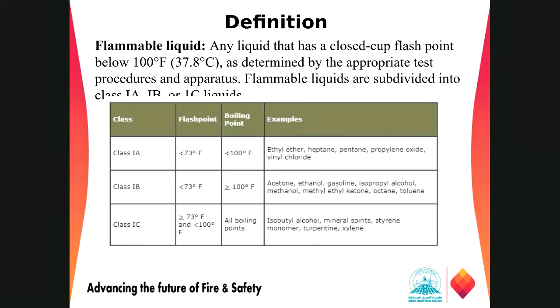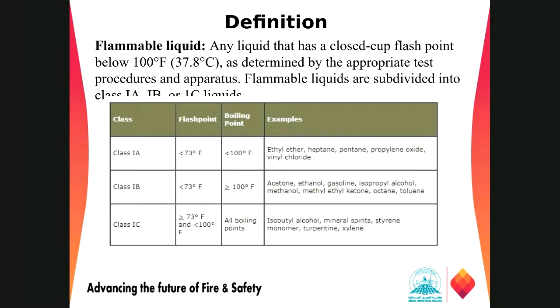Now we have a flammable liquid, right? We have to distinguish liquids into flammable liquid and combustible liquid, right? So we have the distinction, the differentiation for that. A flammable liquid is any liquid that has a closed cup flash point below 100 degrees Fahrenheit or 37.8 degrees Celsius, as determined by the appropriate test procedure and apparatus based on NFPA 30.